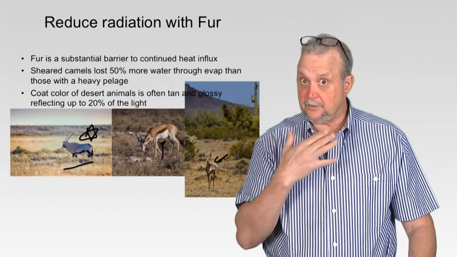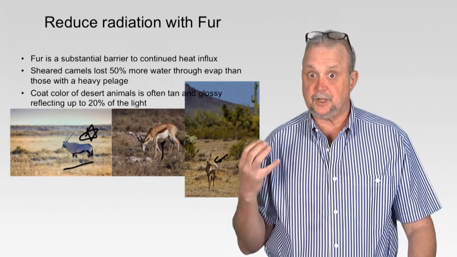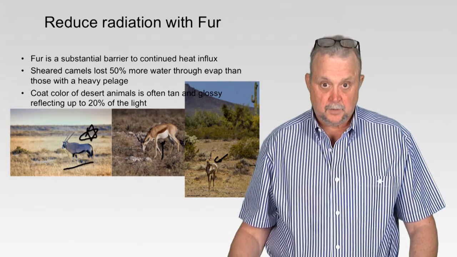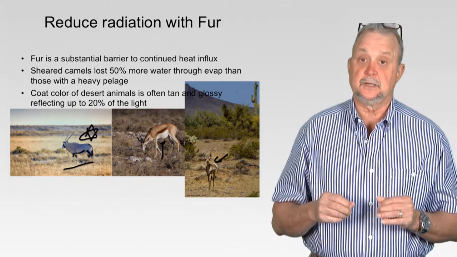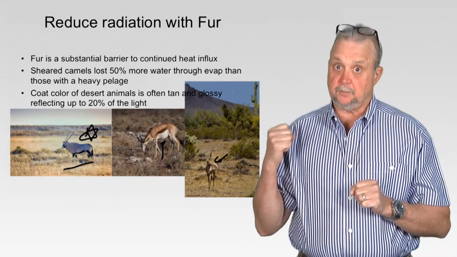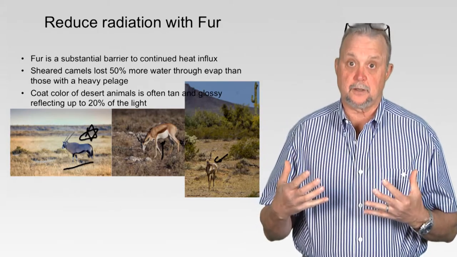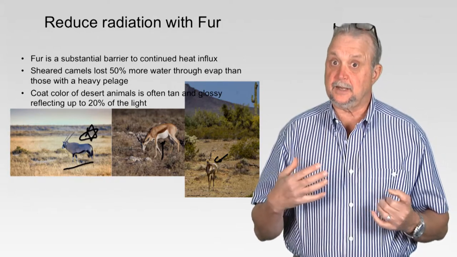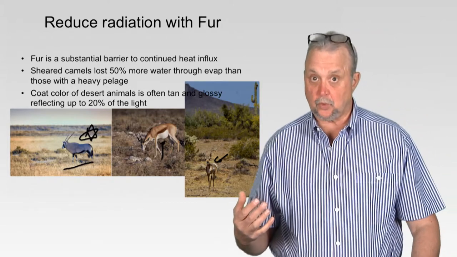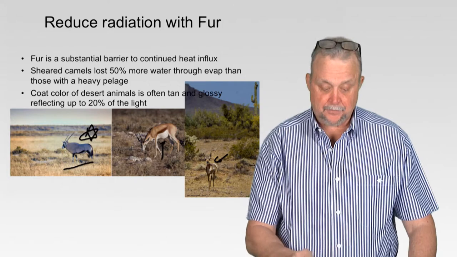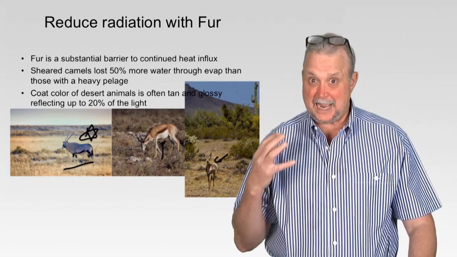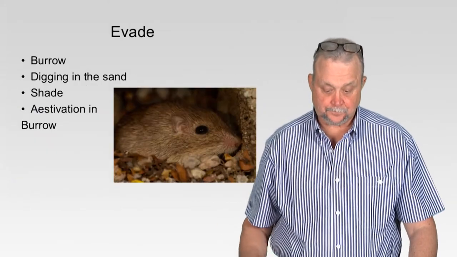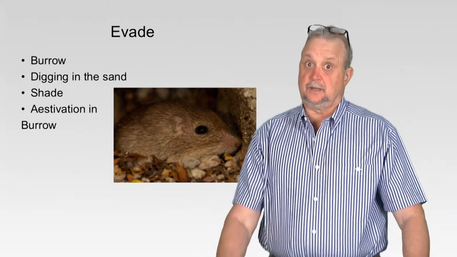This fur that they have, you'd think they'd want to get rid of it, but it actually helps shade them, and it's a substantial barrier to that solar radiation. For example, they did a study with camels who have very thick hair, and they sheared them, and the sheared camels lost 50% more water through sweat than those that weren't sheared. The coat color is important. You'll often see arid adapted animals as very tan, light colored that helps to reflect up to 20% of the light. Now, those are animals that can handle it.